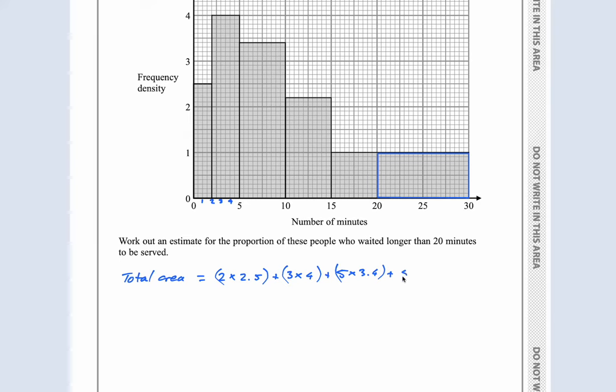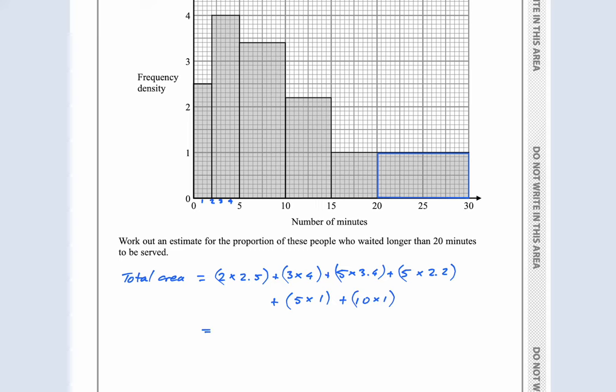5 times 2.2. I'll go to the next line here, plus 5 again times 1, plus 10 times 1.